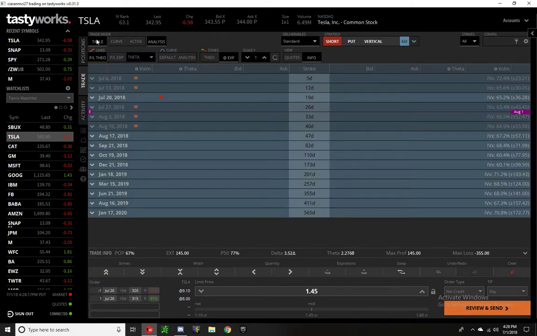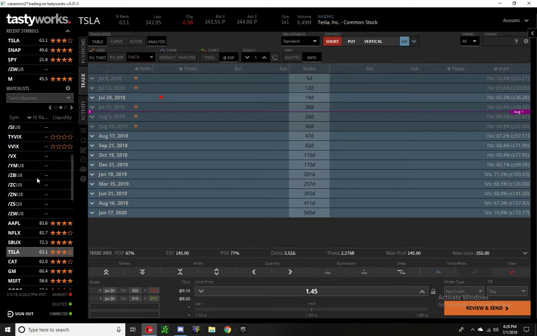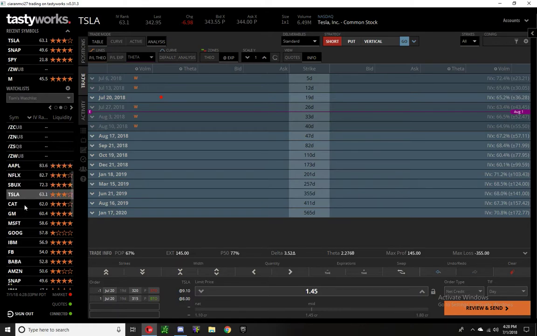So this is what I do. Tasty has a section where you can look at IV ranking from high to low on the biggest tickers out there, because I mainly only trade blue chips. Apple, Netflix, Starbucks, Tesla, Caterpillar, GM, Microsoft, Google, big companies. And all these companies have high IVs right now in this market. So they're inflated.